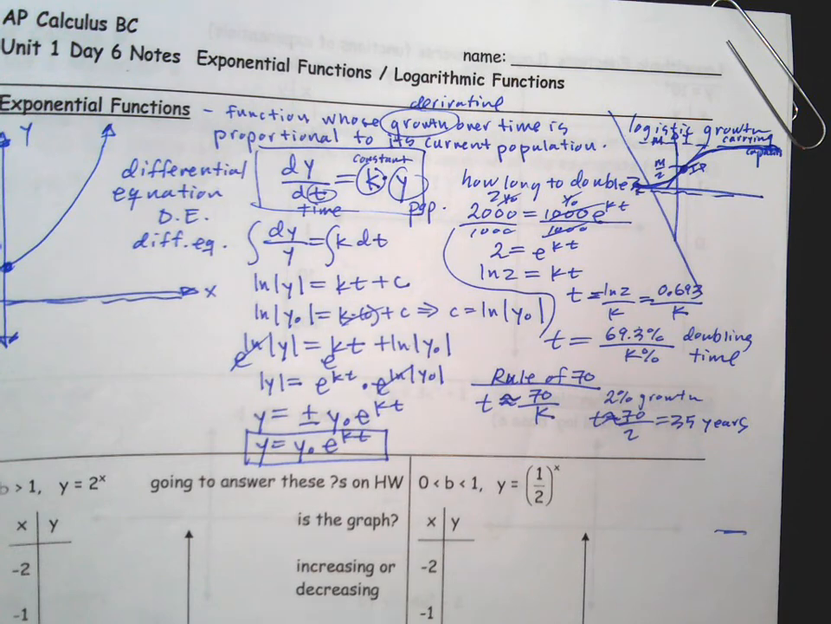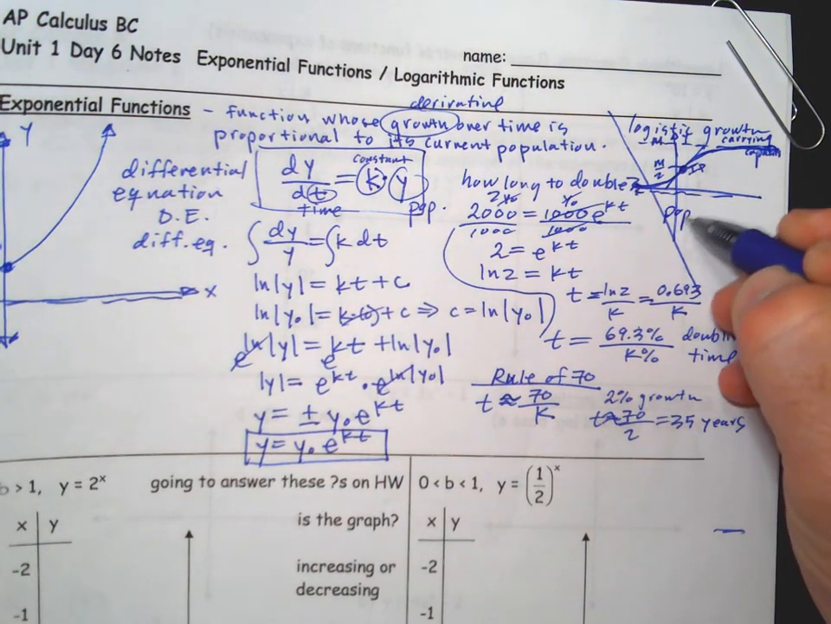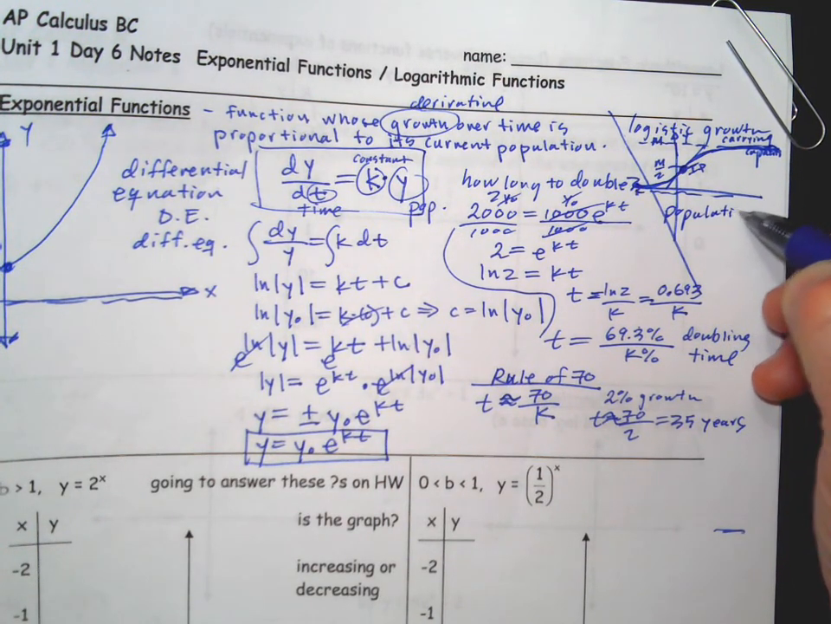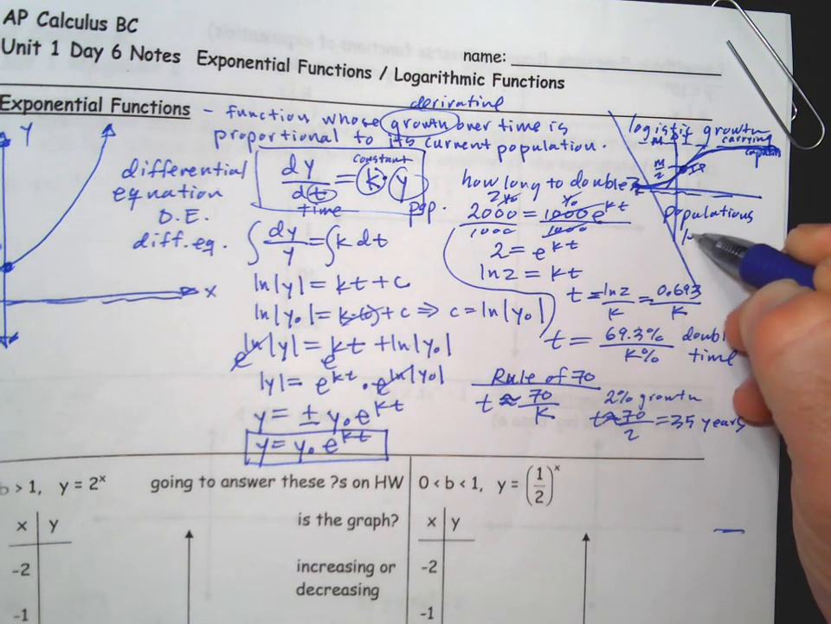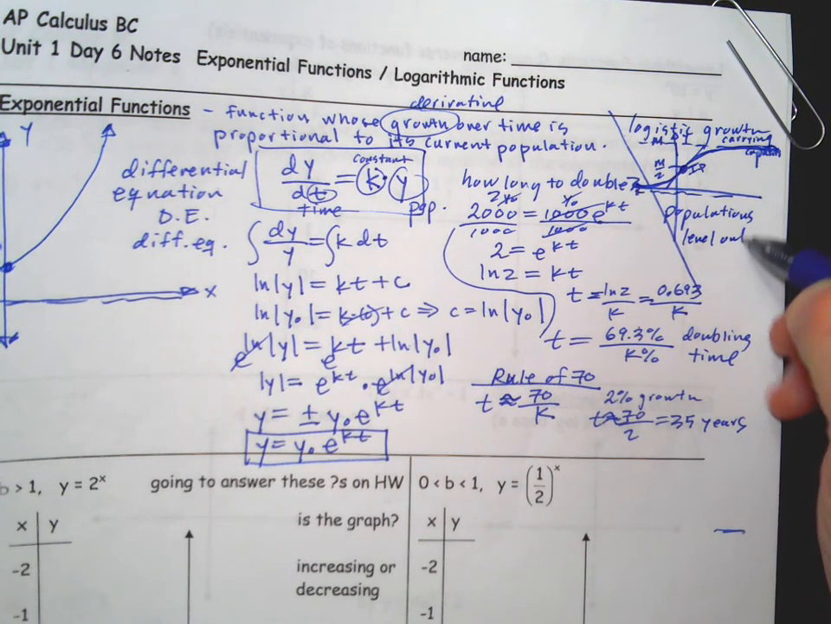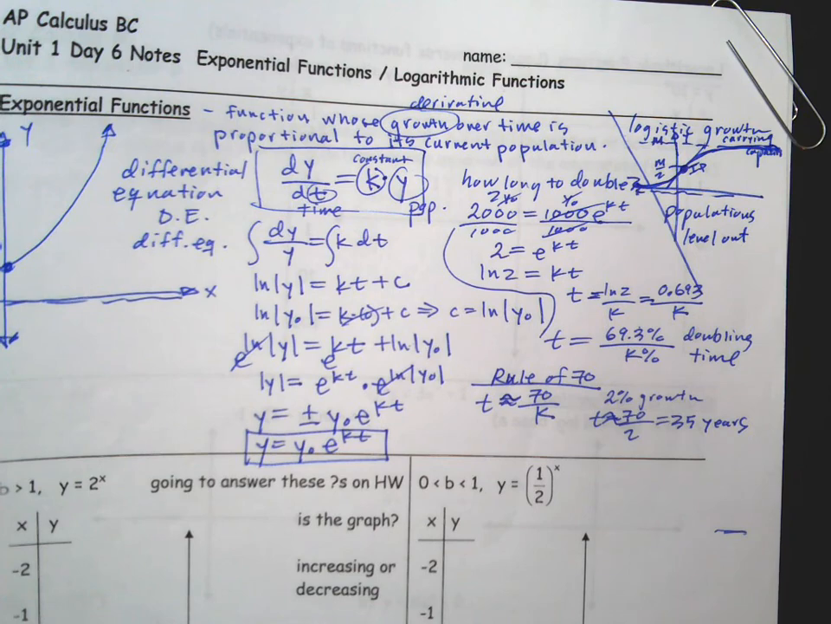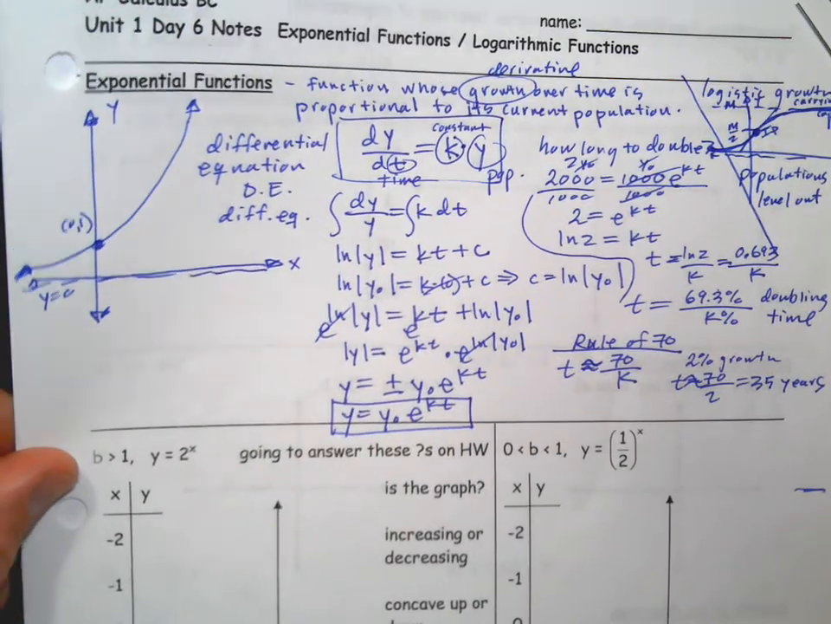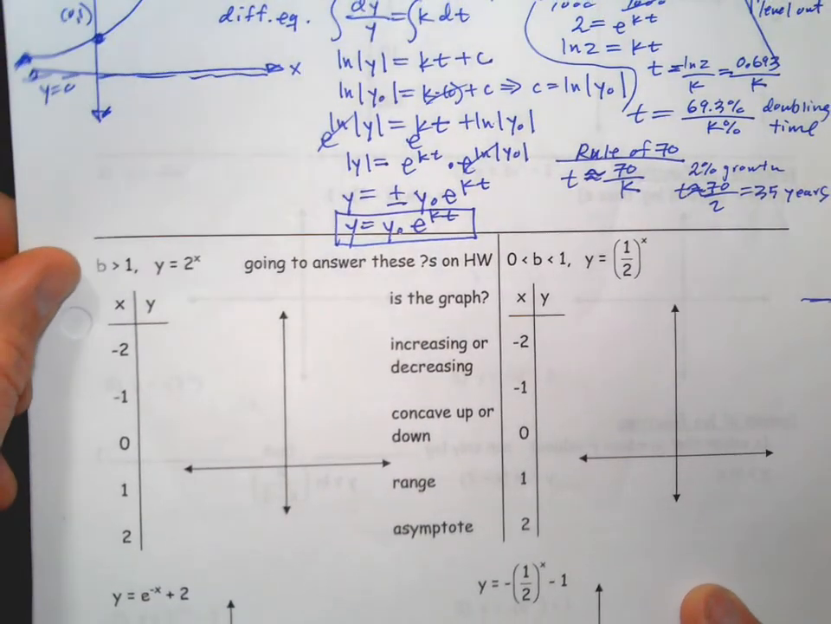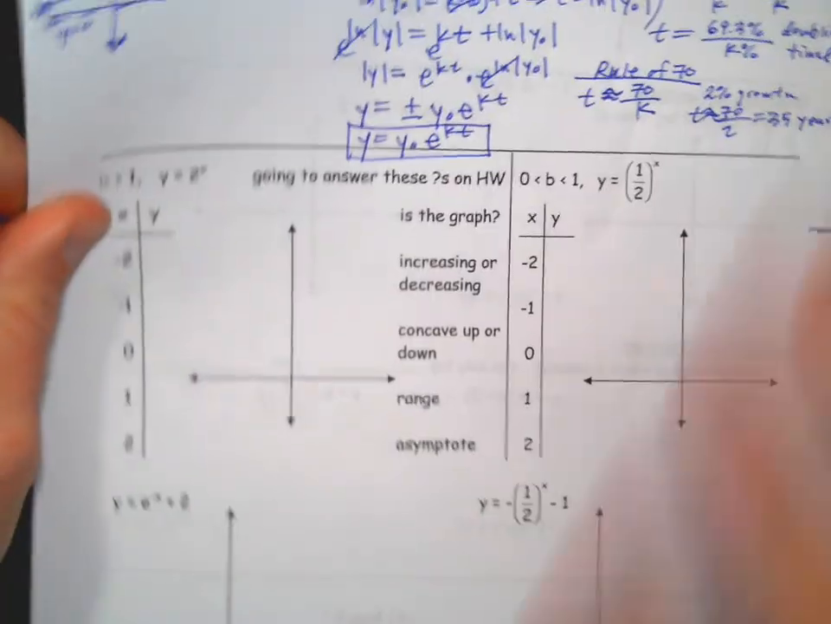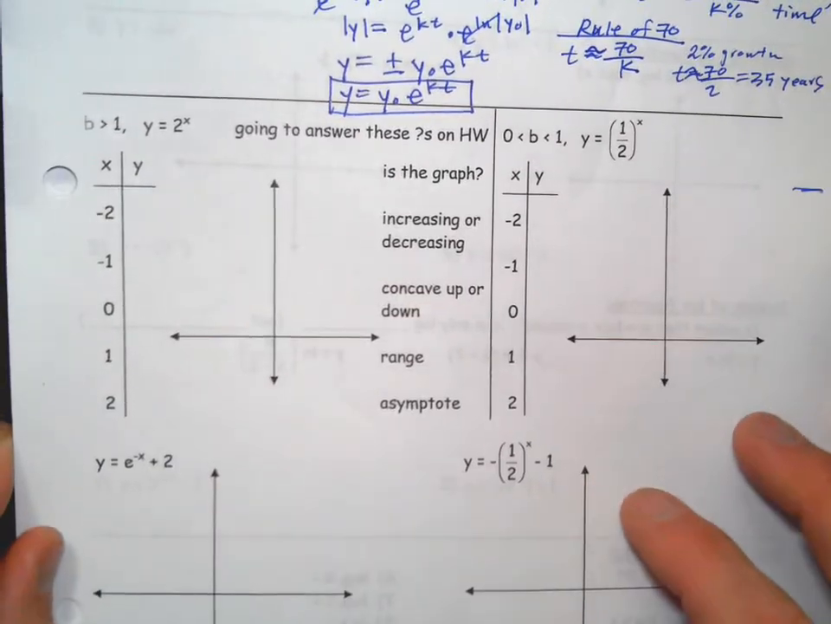Anyways, in reality, populations level out, run out of room, run out of resources, etc. Okay, so that's just a little background on differential or exponential functions. So now let's study real quick the basics of the graphs of them.